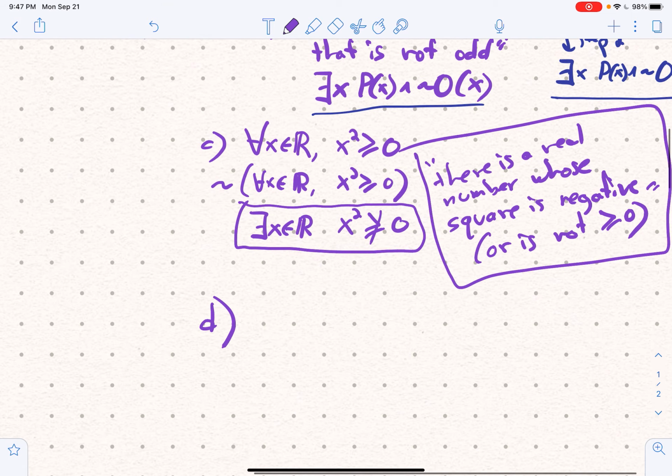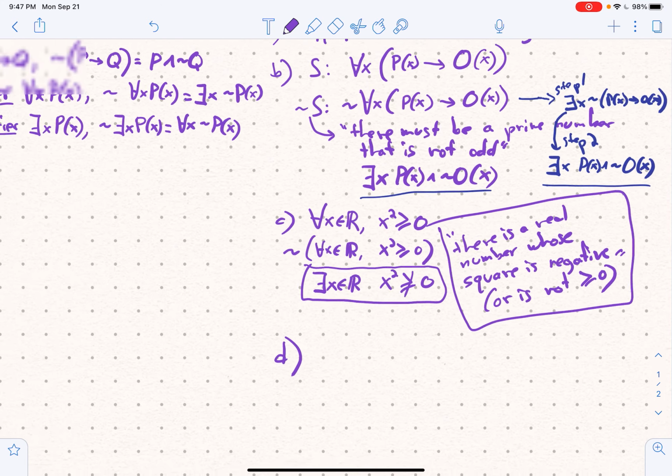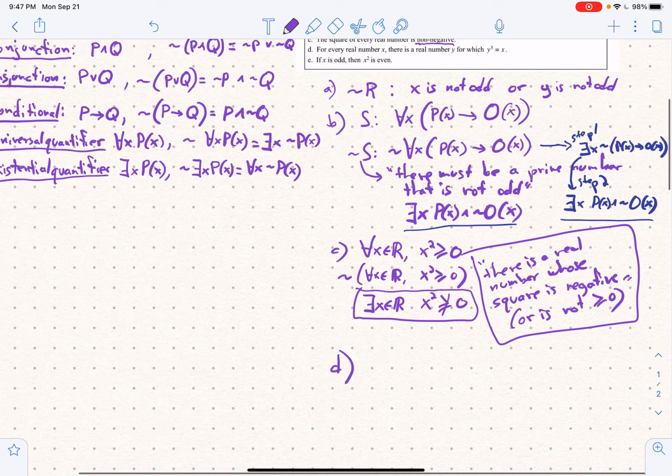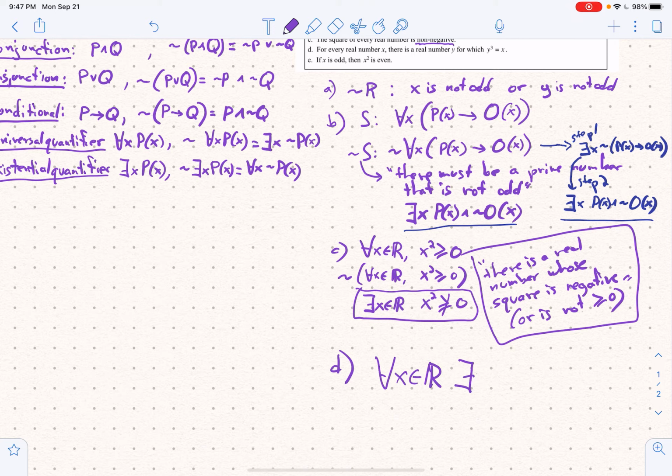Okay, let's write this one down in symbols. First, we saw this perhaps in our last day of class last week, but it's not bad to approach it again. It starts with for all x, for every real number x, so for all x in the real numbers, there exists a y in the real numbers such that y cubed is equal to x. Okay.